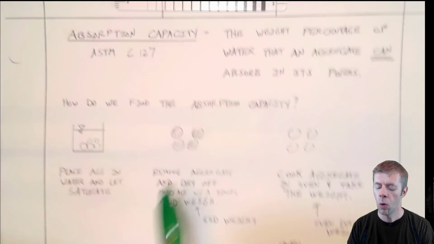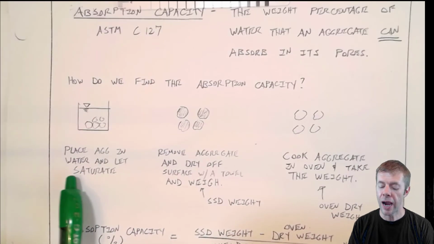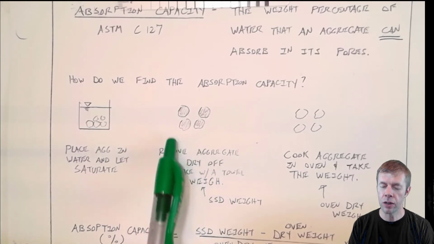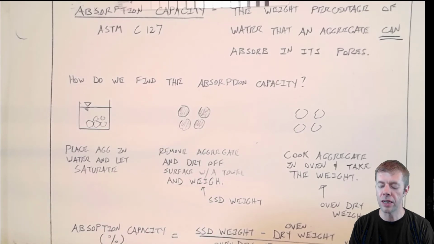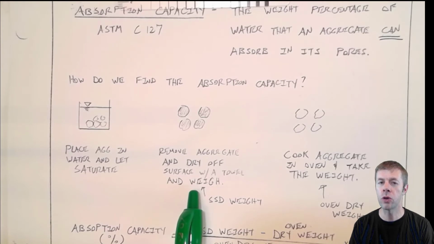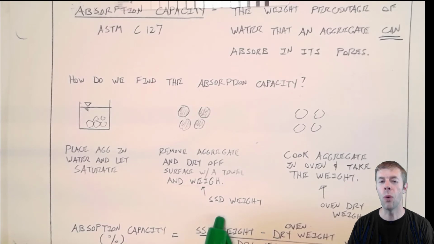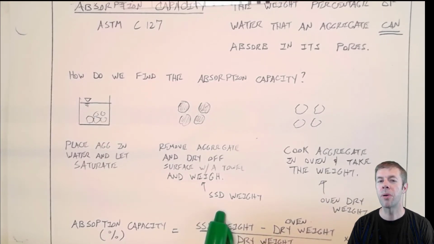So how do you do this? Well, this test is pretty straightforward. You take aggregate, you place it in a bucket of water, and you let it sit there, usually for at least 24 hours. Then you take the aggregate out, and I'm trying to show them shaded here because the idea is that that aggregate is wet on the inside, and then you dry it off with a towel. You dry it off to try to get all of the moisture off the surface. And this is theoretically the SSD weight. This is theoretically the perfect, mythical, unicorn weight that we want to make concrete.